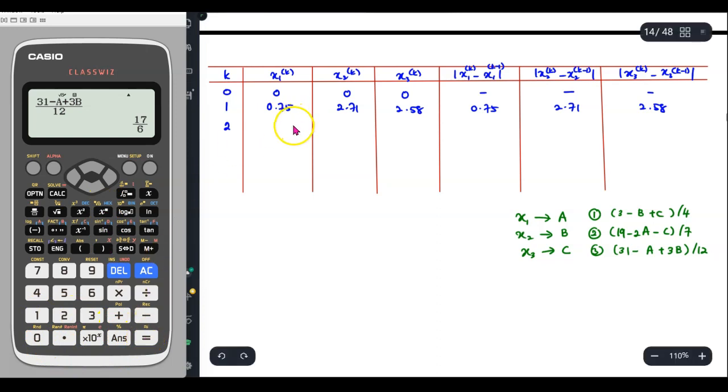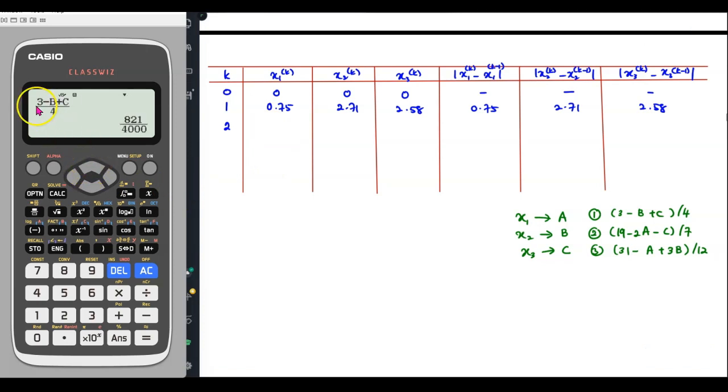Okay. All right. Now, looking at the table here, we want to compute k equals 2, so we want to compute for x1. In the calculator, the formula for x1 is 3 minus b plus c. So you go back to the first equation that you have stored just now, and then you press the calculate button.